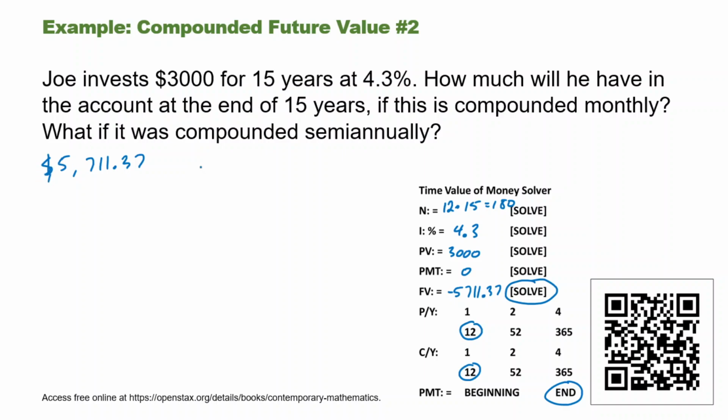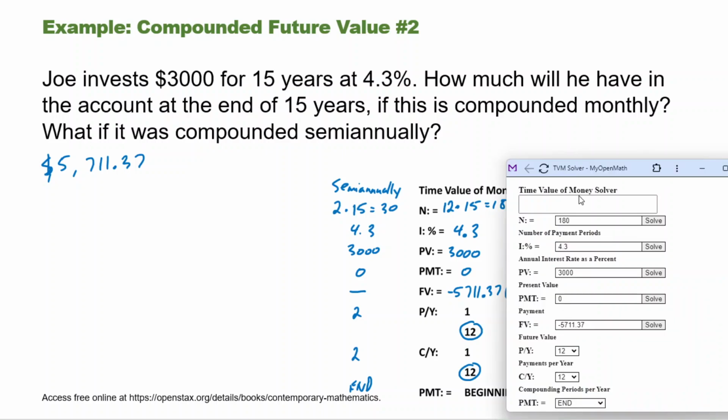Now let's consider what would happen if we change this to semi-annually. I'm going to add these values over to the left actually. So for semi-annually, N will instead be 2 times 15, twice a year semi-annually, which is 30. I as a percent would still be 4.3. Present value would still be 3,000. Payment would still be 0. We still need to know future value. Payments per year and compounding per year both be 2 for semi-annually. And we would leave payment, since there isn't a payment, at end.